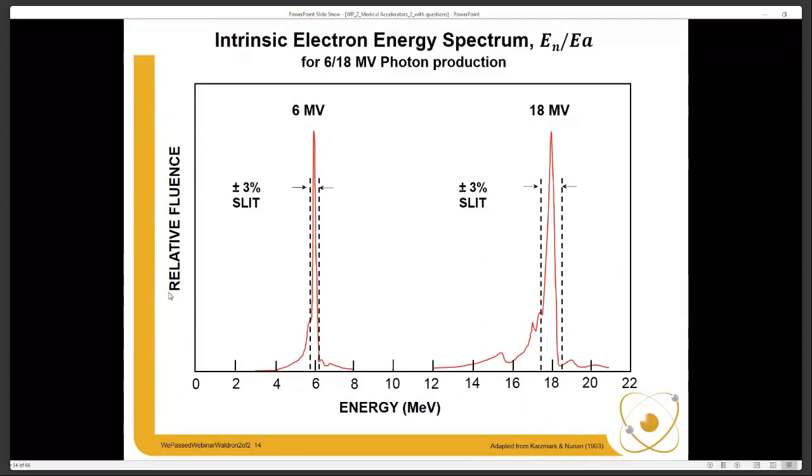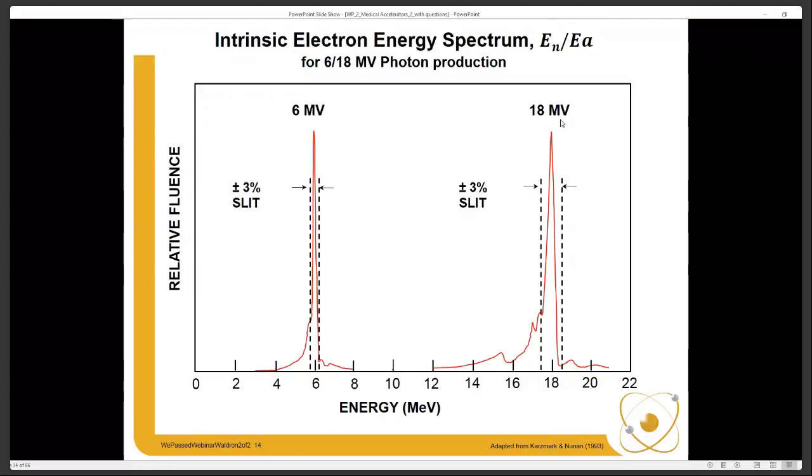The vertical axis here is relative fluence. The horizontal axis is energy in MeV. This is the intrinsic electron spectrum, which I'm saying is E sub n or E sub a, for a 6 or 18 MV photon beam. So this is the electron energy spectrum in the accelerator that's going to produce either a 6 MV or an 18 MV beam. We can see here that for the 6 MV beam, we have a sharp peak right about at 6 MeV. And the spectrum extends down below 4 MeV and up past 8 MeV. But of course, the effect of the energy slit is going to be limiting the portion of the spectrum which might leave the bending magnet to between this pair of dashed lines. And that's the 3% limits presented by the energy slits in the bending magnet.